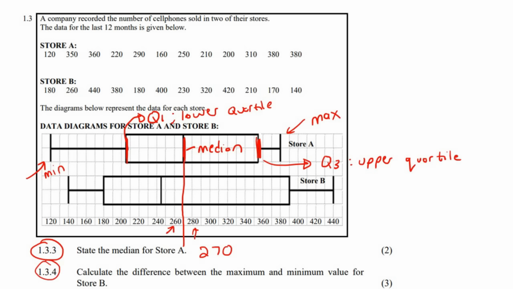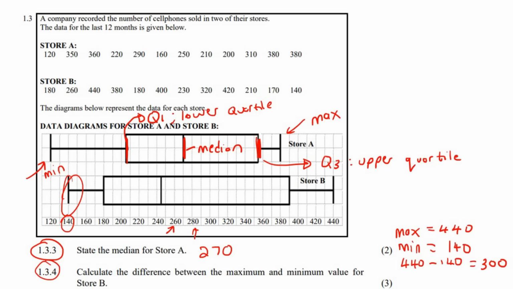This question says, calculate the difference between the maximum and minimum value for store B. So for store B, that's this one here at the bottom now. We know that the maximum is this line over here, which is 440. And then the minimum is this line over here, which is 140. We can then subtract them. 440 minus 140. And that'll be 300.